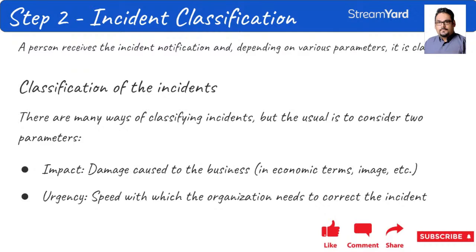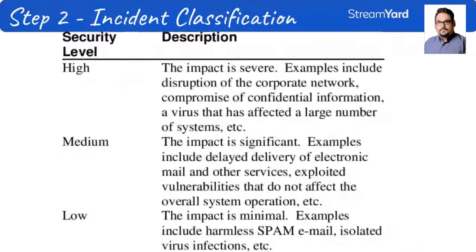So after that, let us understand what are the classification levels. So high, medium, low. Low is where the impact is minimum, where you have spam emails, you know, day to day issues. Medium is where there is an impact on the delivery of services. And in severe cases, your entire business is disrupted, guys. As simple as that.